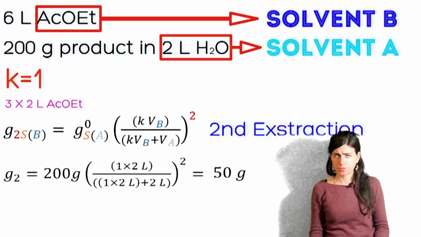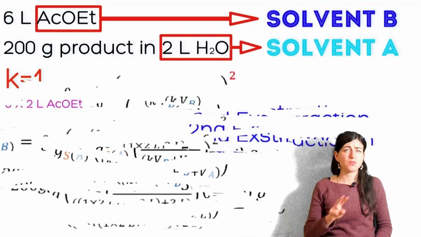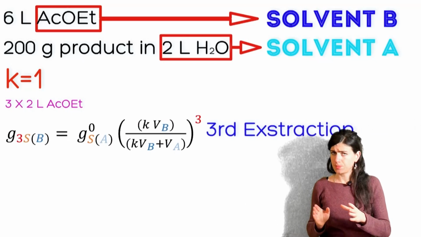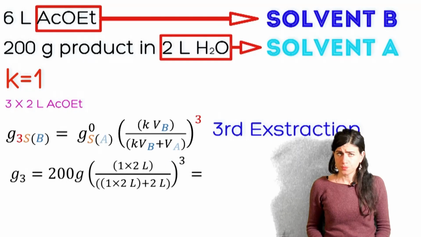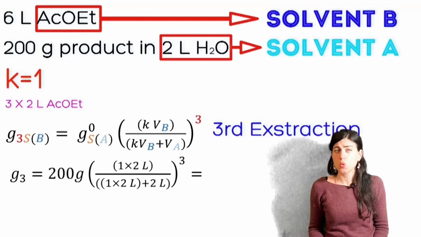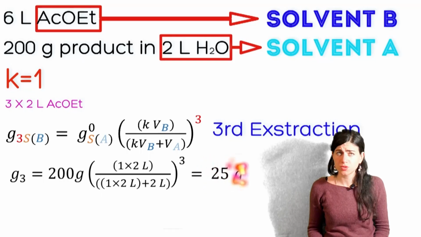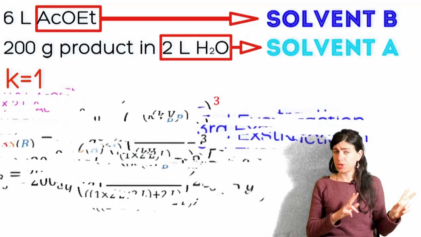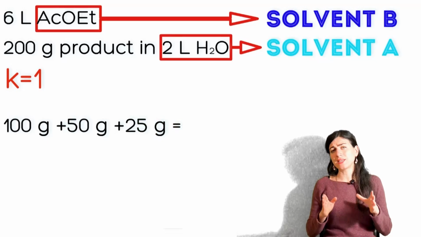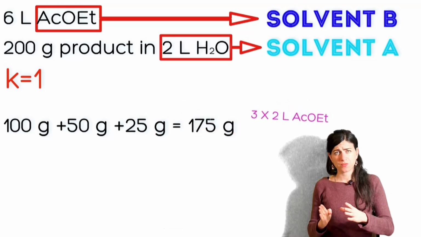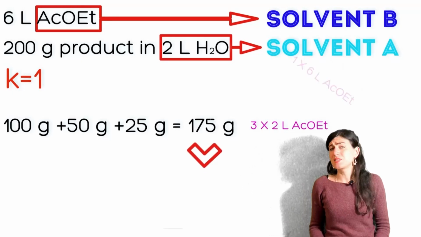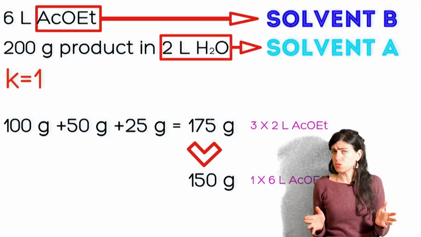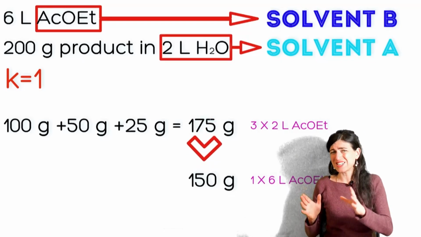But it's not over. We still have 2 liters of ethyl acetate for the last extraction, which is the third. So let's use the equation for n equals 3. We input our data in the equation, and as you can see, from the third extraction we get 25 grams of solute in our ethyl acetate. Now, if we add up all the grams we gained from the 3 extractions, we see that the total is 175. 175 grams is more than the 150 grams obtained with a single extraction, even though we use the same total 6 liters of ethyl acetate.